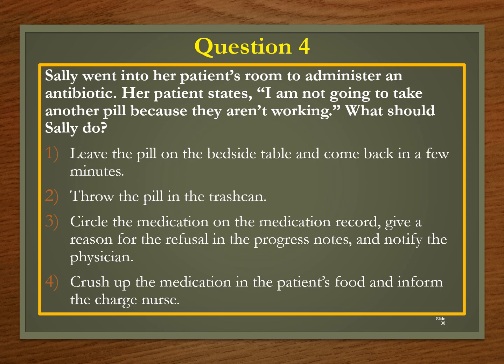So the correct answer would be to circle the medication on the medication record, give the reason for it. You would circle it, say patient refused. This again is referencing back to paper charting, which I don't really think anybody does anymore, but in a paper chart, you would circle it, make your note, and then you would make a progress note that the patient refused. Electronic charting, it's usually a drop-down box, and it says not given, and then it says why, and you have a whole bunch of choices, and one of them would be patient refused.